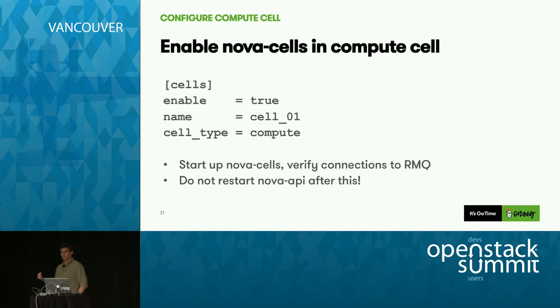And something to note here too: I mentioned that we kept Nova API going in our original Nova install, which is now becoming the compute cell. We kept that running so that people could continue doing calls against it. Now that we've enabled cells in the config, we don't want to restart API, because if we do, it's going to have that overridden class in there, and it's going to be trying to route things to cells that don't exist. So the Nova API has to stay running as is with cells disabled until we get this all done and we can cut over to the new one.